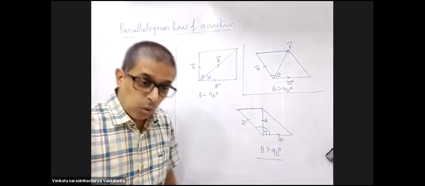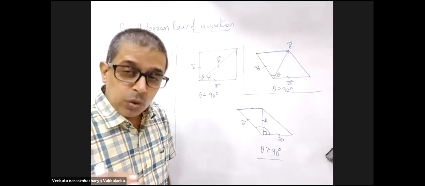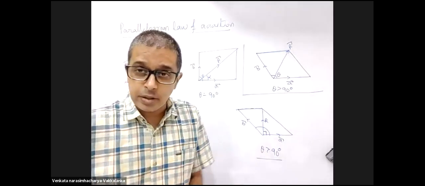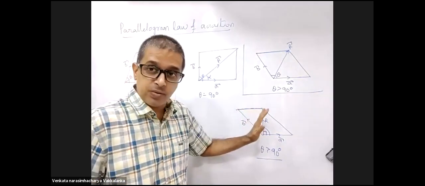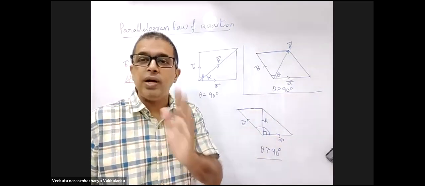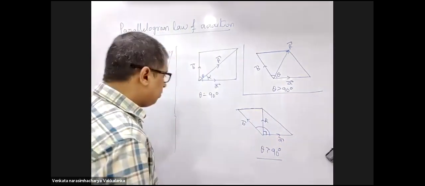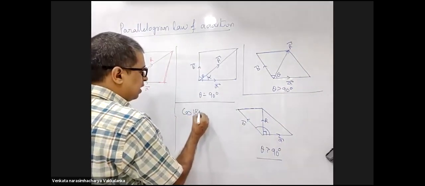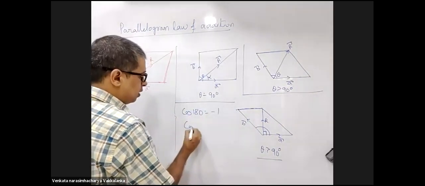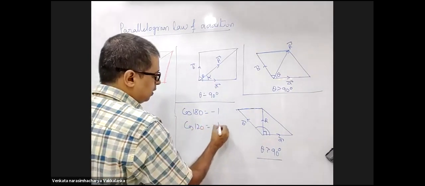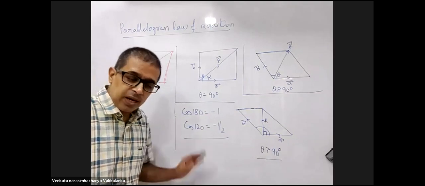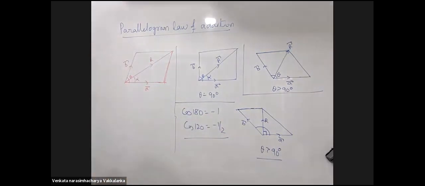Yes, sir. But sir, we don't know the value of theta greater than 90. Yeah, you don't know the value of theta greater than 90, which will be taught. Till then, I'll keep that in abeyance. You know the values only up to cos 90. Temporarily remember two things for us: cos 180 is -1 and cos 120 is -half. Temporarily remember these both values. This will be taught to you.